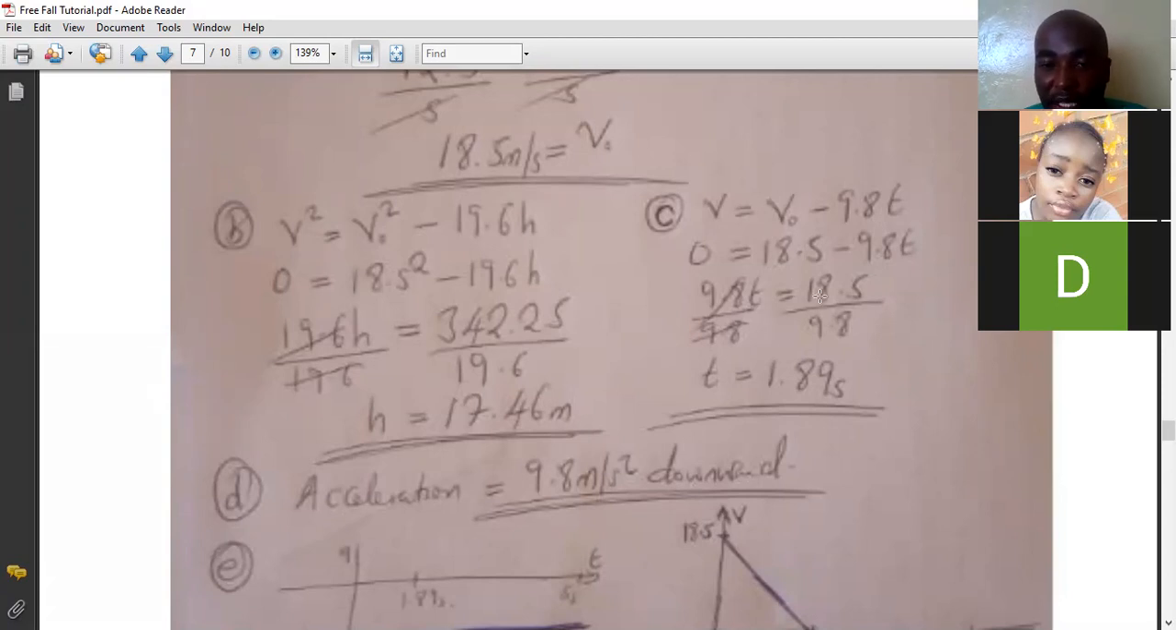What should just be here is: what is the velocity at the highest point? And the answer should just be 0. When you see the velocity at the highest point, the answer is 0.